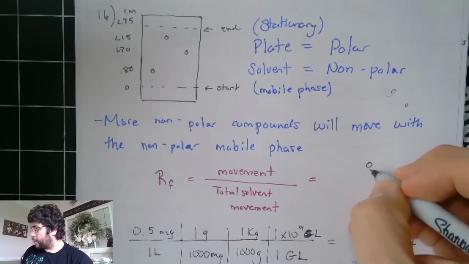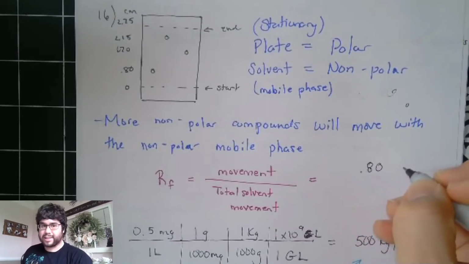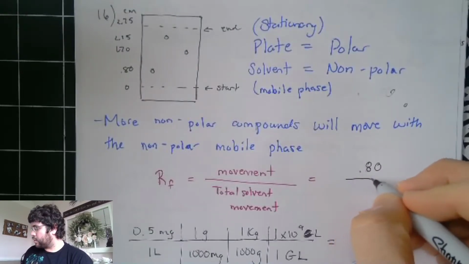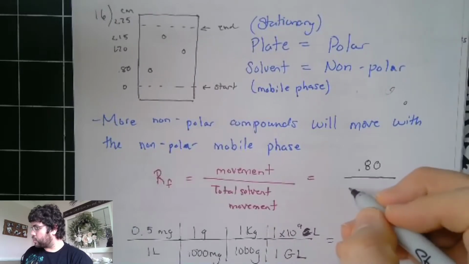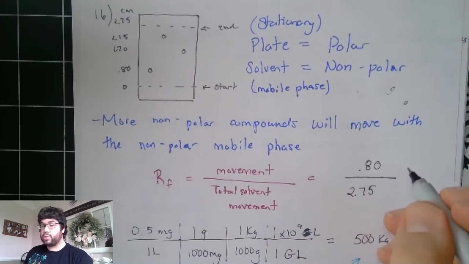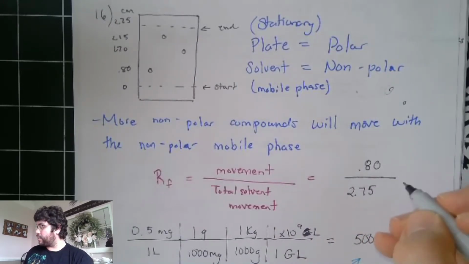There we go. 0.8, I think it's in centimeters. It's not a big deal what it is. The total movement was 2.75, so the solvent moved 2.75 centimeters.